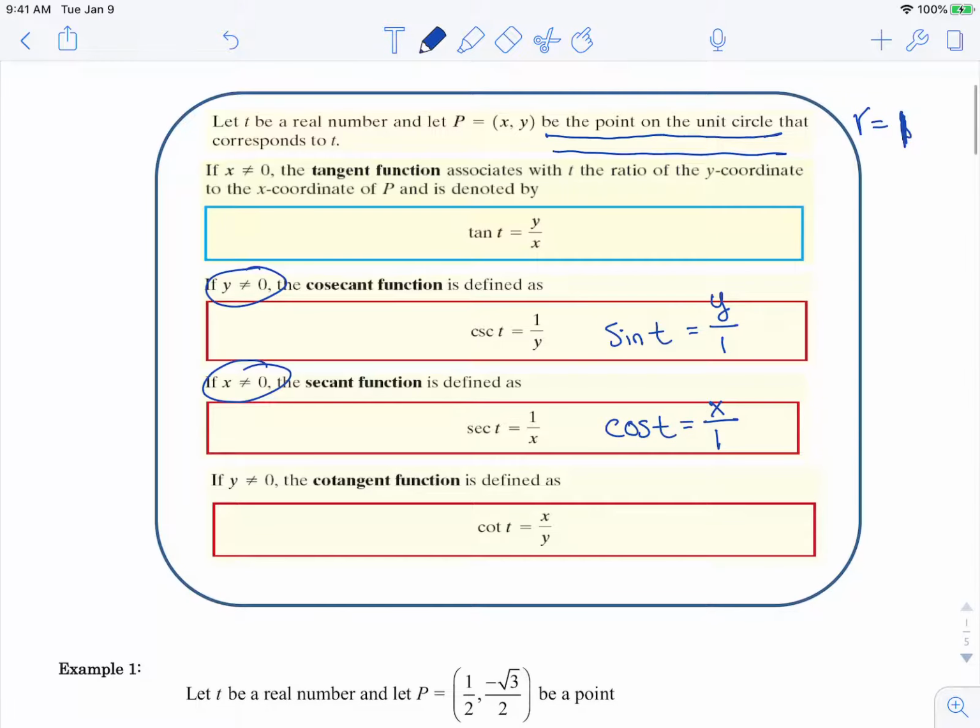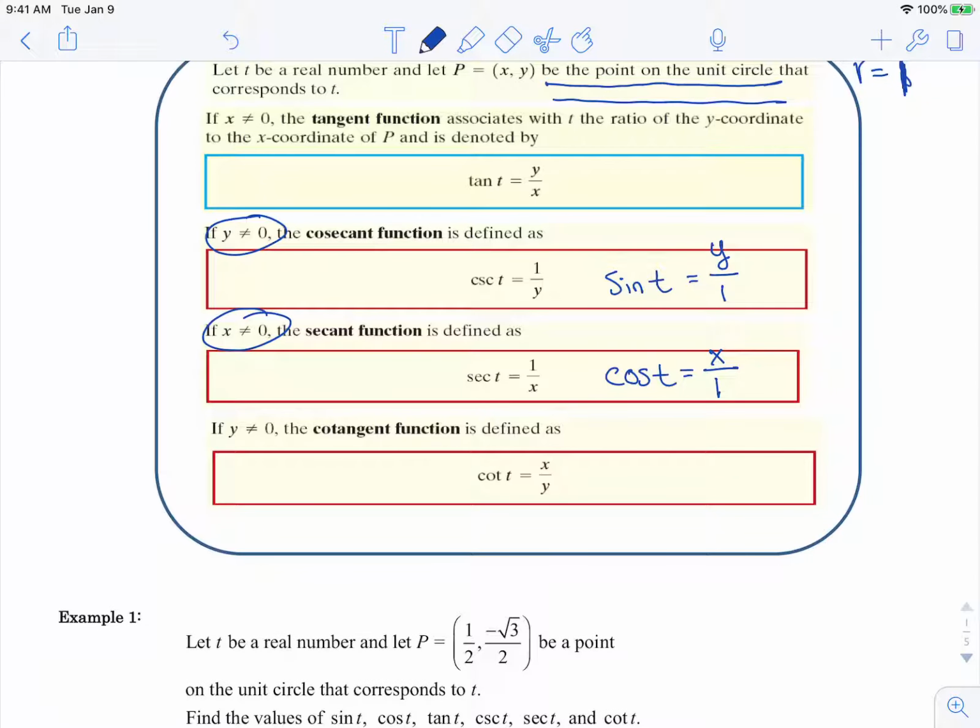Y can't be 0 in this one, again, because we're dividing by y. But remember, this is just the reciprocal for tangent, which we just discovered in class is y over x, so it's just its reciprocal, which is x over y.